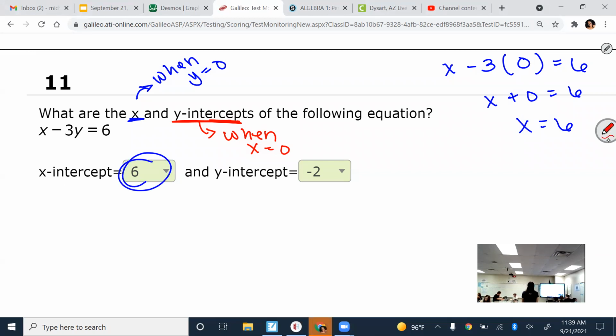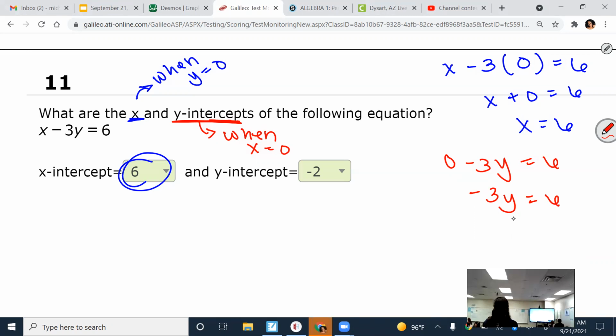Then for my y-intercept, do the same thing, but now I'm going to plug in a 0 for the x. So it's going to be 0 minus 3y equal to 6. What's 0 minus 3y? Positive or negative? Negative 3y equal to 6. And then get the y by itself. I divide by negative 3 on each side, and y equals negative 2. So that's my y-intercept.